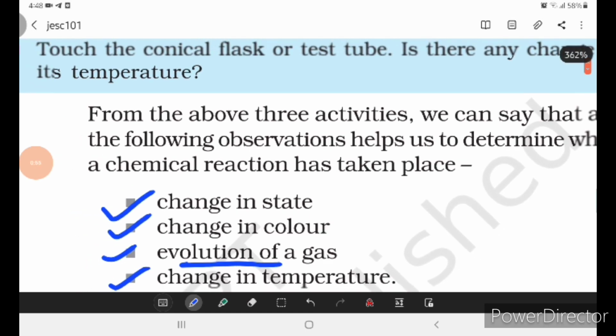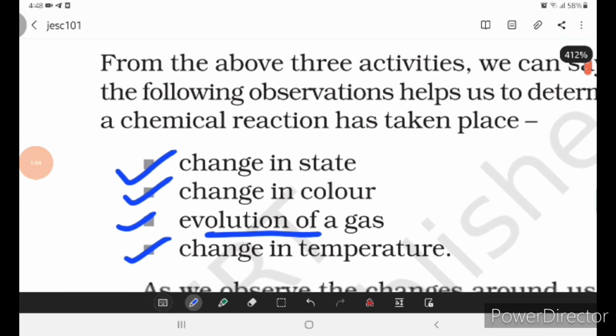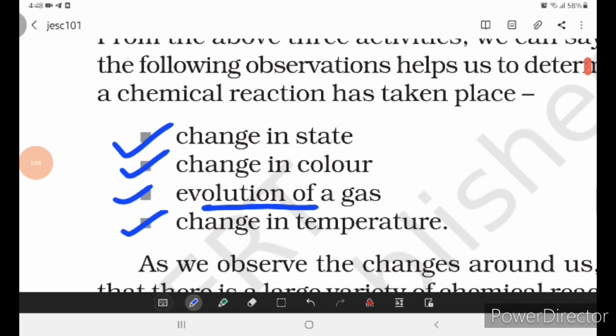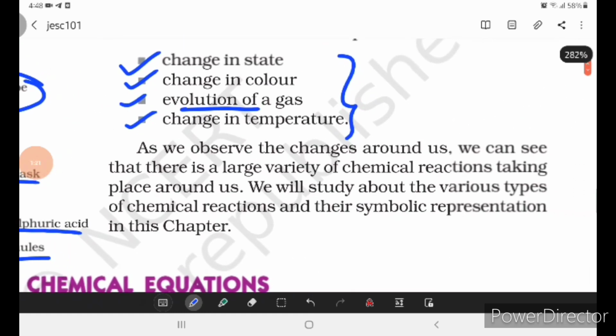From all the above three activities, we can say that any of the following observations helps us to determine whether a chemical reaction has taken place or not. First is change in state. If there is a change in state before and after, then you could say that a chemical reaction has taken place. Change in color, evolution of a gas, change in temperature. If any one of these four observations takes place, then we can say that a chemical reaction has taken place.